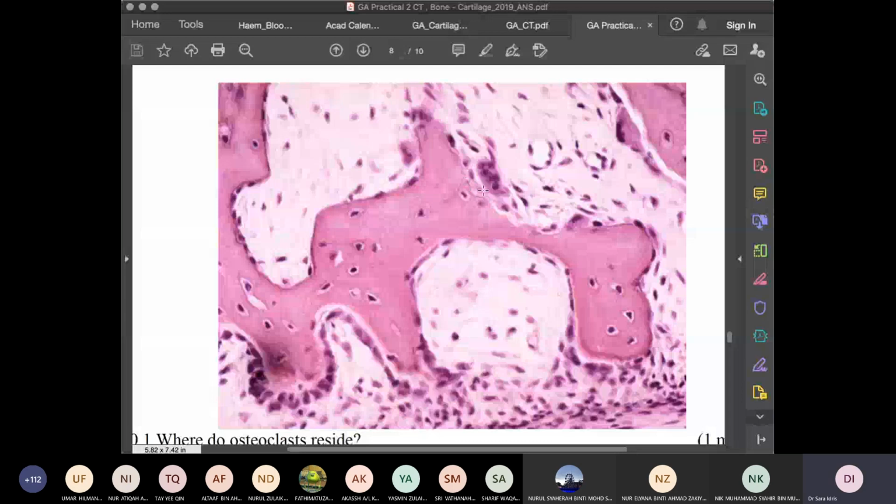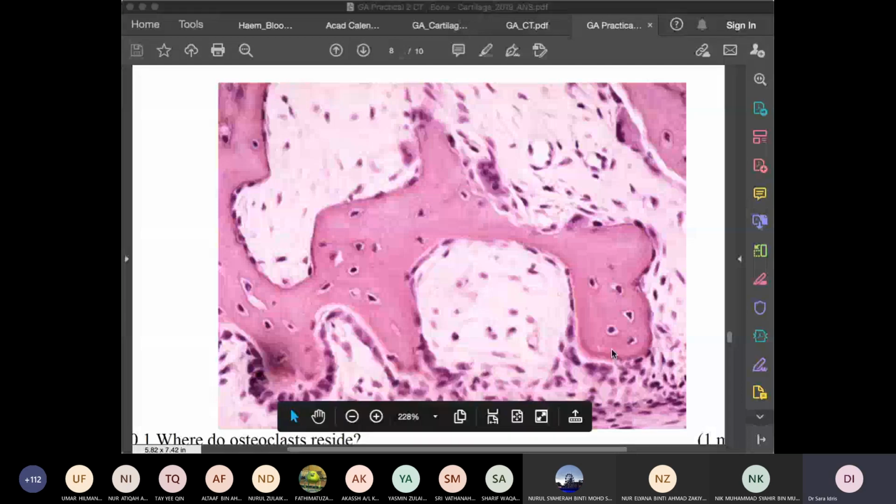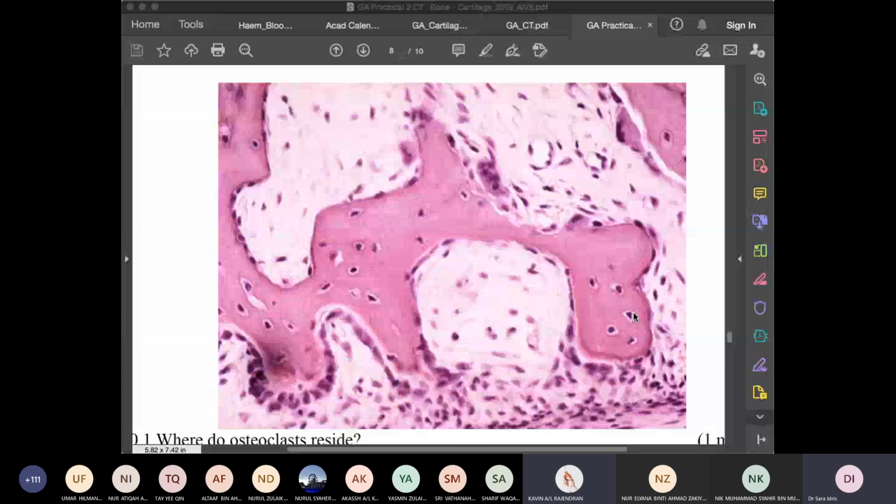Wait, don't answer. Let me find someone to answer. Kevin. Yes, doctor. Where do osteoclasts reside? Located within the surface depression in the matrix, known as the... what is that? House-shaped lacuna. Yeah. All right, good.